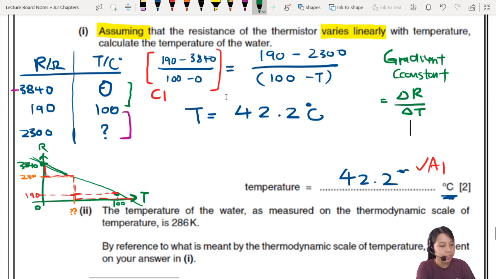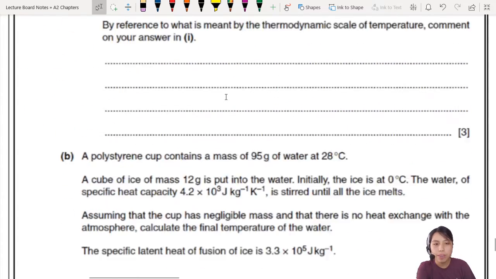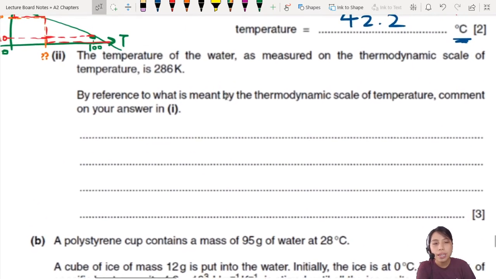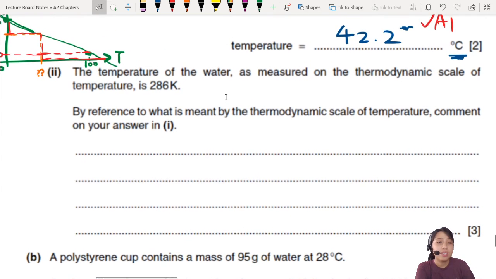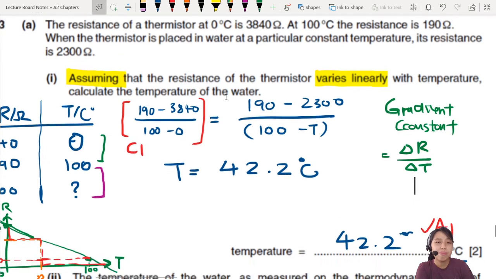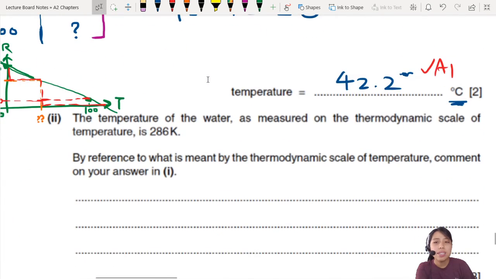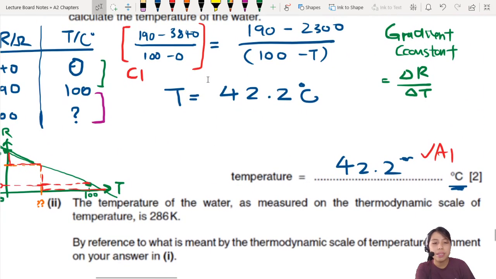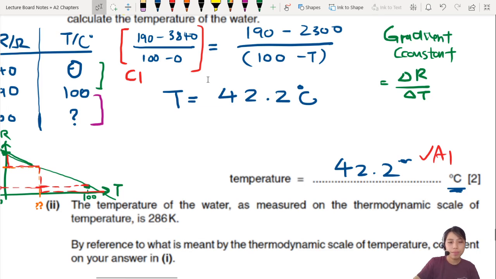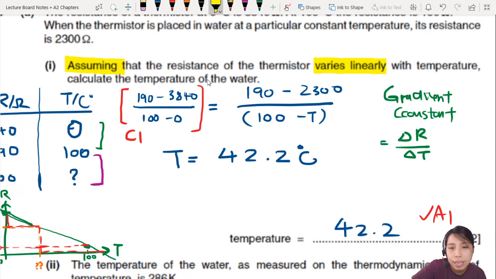Okay, next. I think this one we can still do. We'll save part B for later. The temperature of the water, same water, right? Temperature of the water measured on the thermodynamic scale is 286 Kelvin. By reference to what is meant by thermodynamic scale, comment on your answer in number 1. What is there to comment? Well, they told us this thing you originally measured, 42.2, is measured with a thermistor, on the Celsius scale.